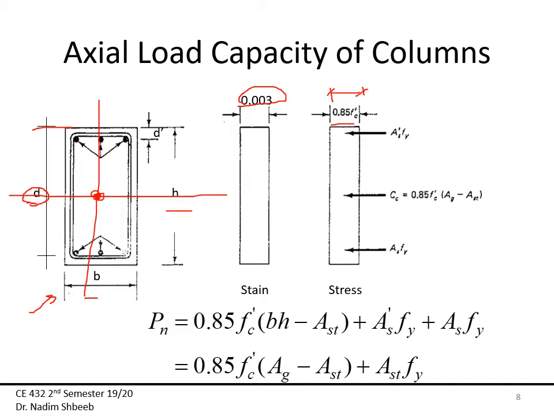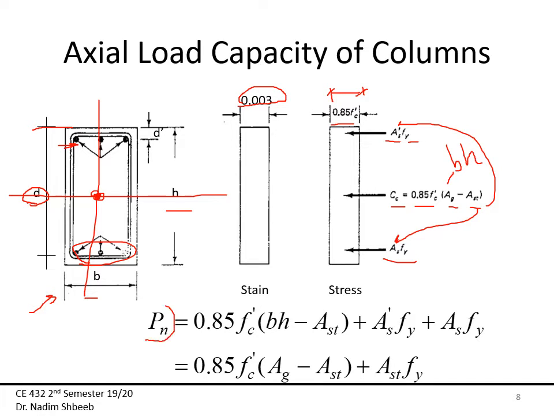If I wanted to know the forces, then for this steel right here, it's simply the area of steel, which I call A's', times the yield. For the bottom steel, it's going to be area of steel times Fy. And the concrete compressive force, which I'm going to call Cc, is going to be 0.85 f'c times the gross area, which is B times H, minus the total area of steel, which is simply the area of steel of this plus that.